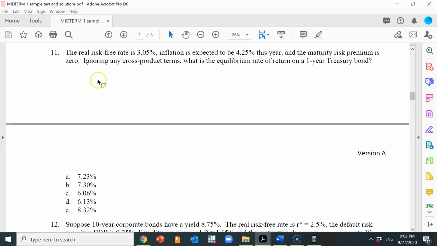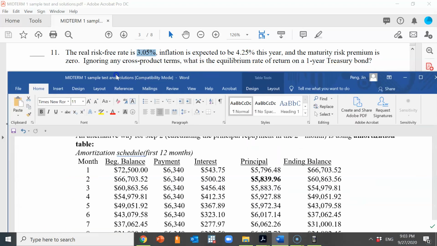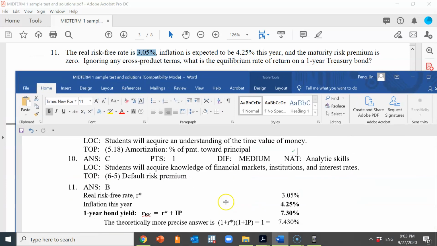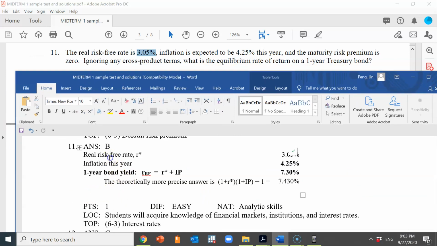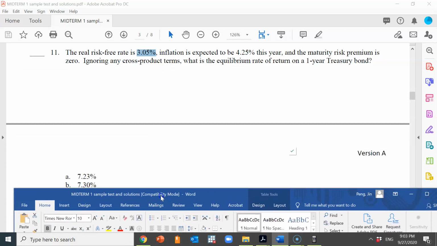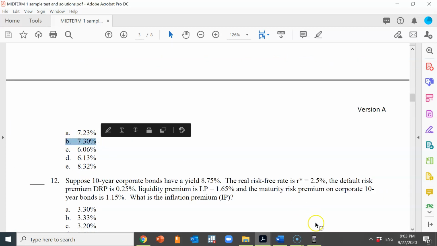So 11 is simple. We just use the R star, real risk-free rate 3.05% plus inflation premium. Let's look at the solution in the Word document. We have R star given 3.05%, inflation premium given 4.25. So 1-year bond interest rate is just R star plus IP. So we have 7.3%. So we have option B, 7.3%.